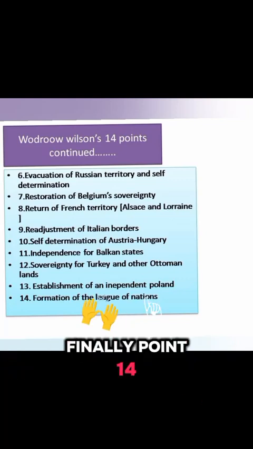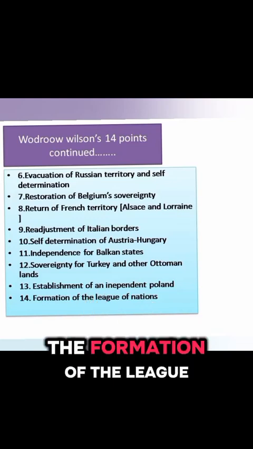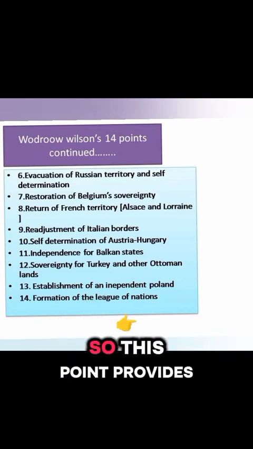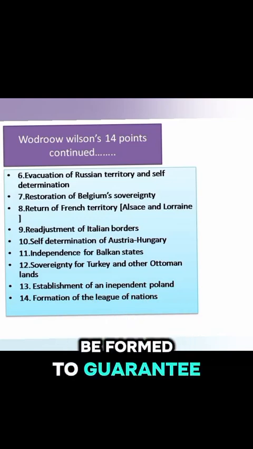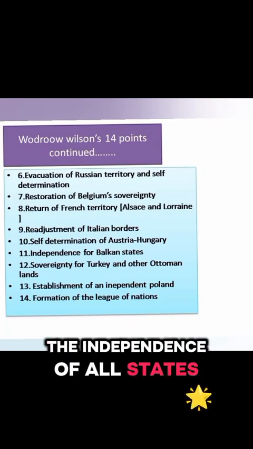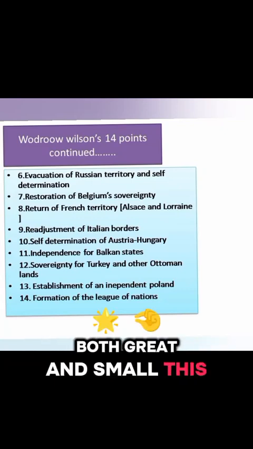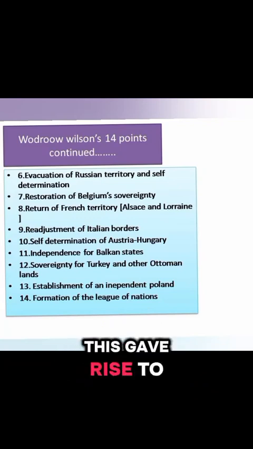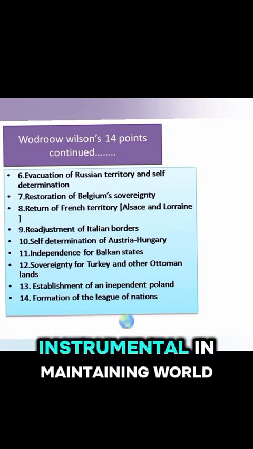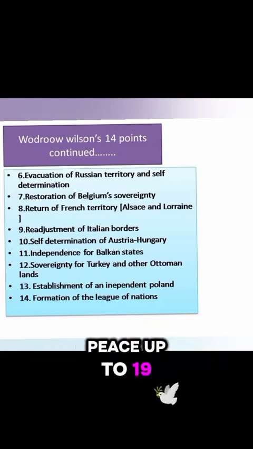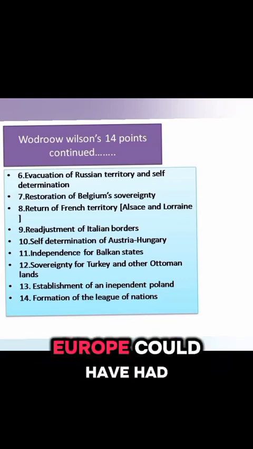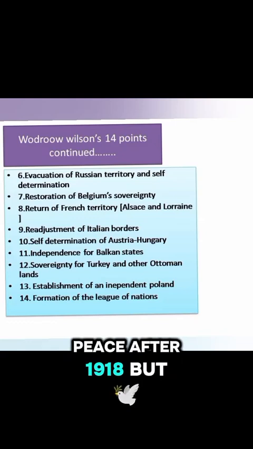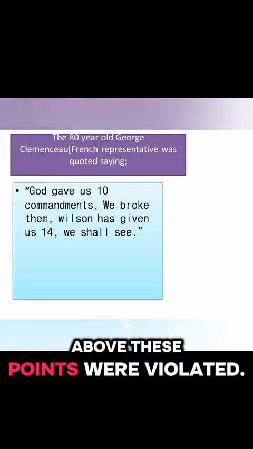Finally, point 14, the formation of the League of Nations. This point provides that an international organization be formed to guarantee the independence of all states, both great and small. This gave rise to the League of Nations, whose role was very instrumental in maintaining world peace up to 1939. So, in simple terms, if the 14 points were followed, Europe could have had peace after 1918. But as noted above, these points were violated.